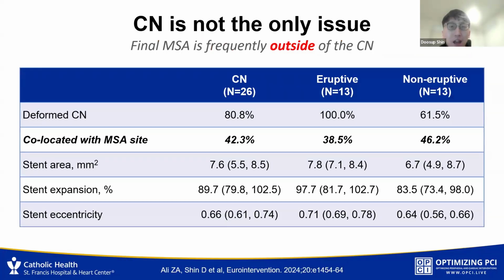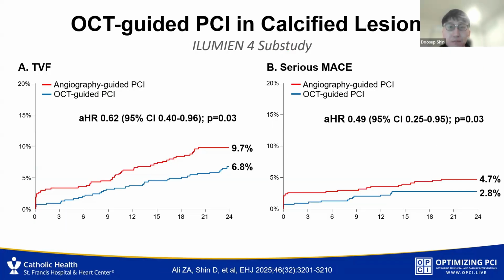Lastly, it's important to know that minimal stent area is often outside of the calcified nodule. In this study, we found that only about 40% of MSA occurred at the site of the maximum calcified nodule, suggesting that the majority of the MSA was actually not in the area of maximum calcified nodule, but perhaps in the adjacent collagenous calcium. So the lesion prep should not be limited to the calcified nodule, but to the entire calcified lesion to achieve the best outcome. This highlights the importance of intravascular imaging in the management of calcified lesions.